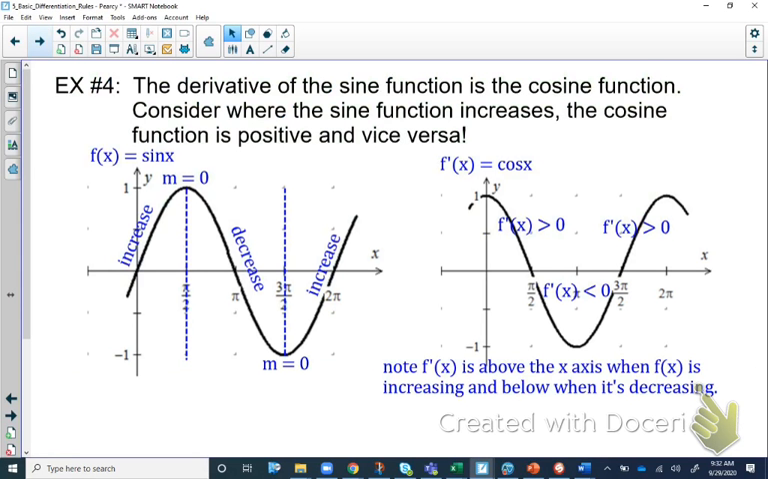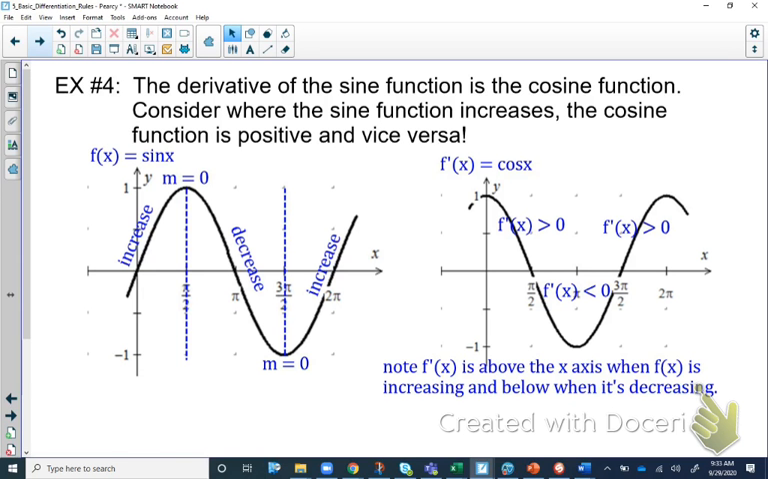Here in example 4, as we're kind of picking up from what we were talking about for sine, cosine, and tangent's derivatives, here the derivative of the sine function is the cosine function. Consider where the sine function increases, the cosine is positive, and vice versa. And so essentially what this is asking you to do is leading into something that we're going to be doing a lot of called curve sketching, and we talked a little bit about it in a previous lesson.